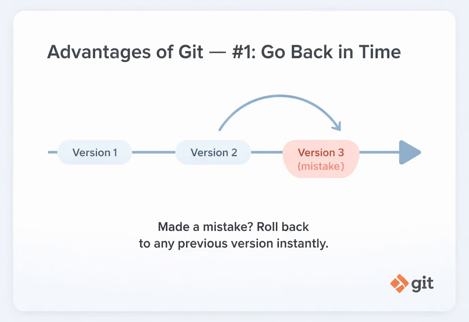The first major advantage of Git is the ability to go back in time, or more precisely, to roll back to any previous version of your project. Let's say you are developing a feature, and somewhere along the way you introduce a bug or make a mistake that breaks everything. With Git, you do not need to panic. Every time you save a snapshot of your work, which we call a commit, Git remembers it, so you can simply go back to the version that was working perfectly, just like rewinding a video. This is one of the most powerful features Git offers, and it gives developers a huge safety net.